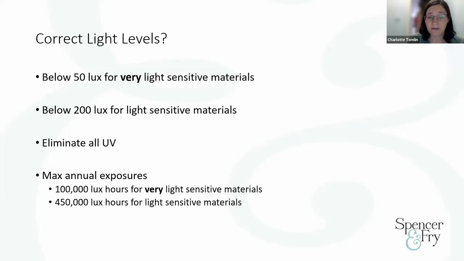So for very light sensitive materials, below 50 lux. Very light sensitive materials include costumes, textiles, fur, feathers, dyed leathers, prints, drawings, watercolours, manuscripts, photographs, lots of things. And then below 200 lux for light sensitive materials. These things are more light fast but still vulnerable, such as oil paintings, lacquerware, plastics, wood, horn, bone, ivory, undyed leather, and more modern photographs.